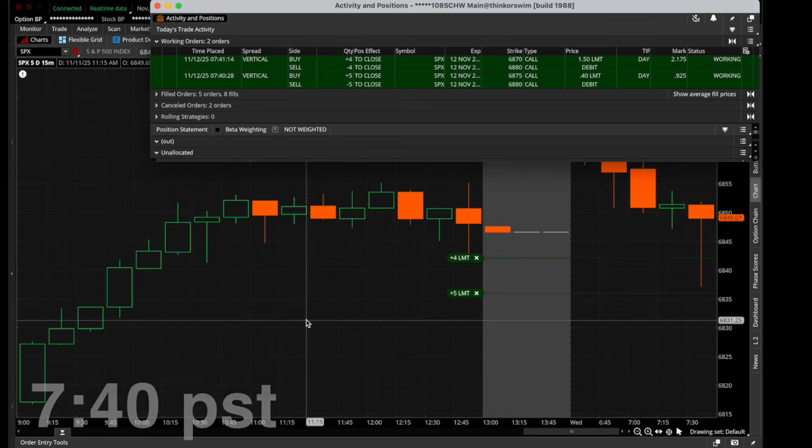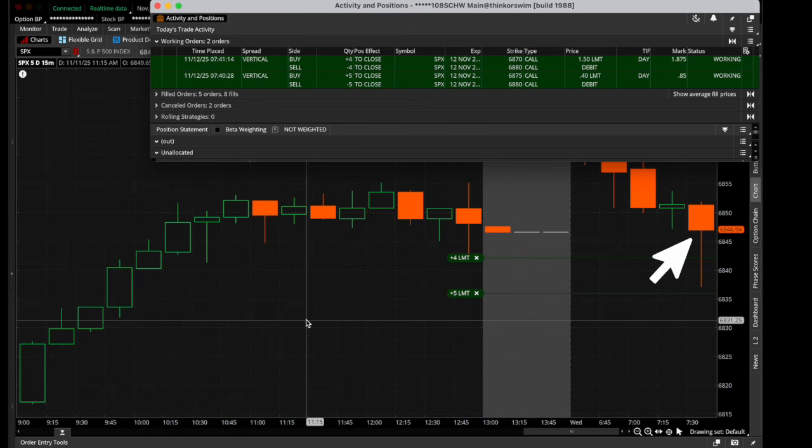All right, fast forward a few minutes, we got the bounce. So the first order that you see working is my take profit order for the position that filled at $2. And then the second order you see working is my take profit order for that Magic 8-Ball call credit spread.